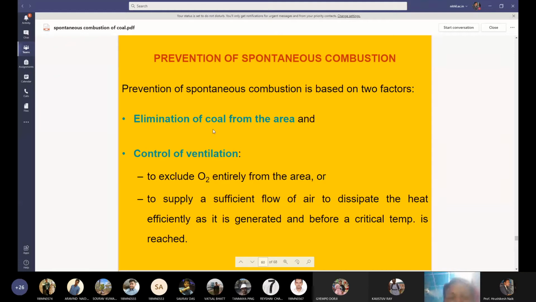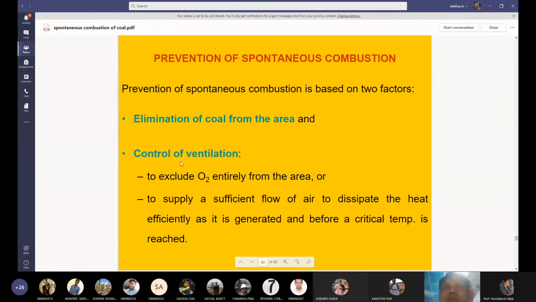So in the mines area, from where mining is already done, you should take out all the coal from that area. If you eliminate the coal, there will be control of spontaneous combustion. You have to prevent the spontaneous combustion by controlling the ventilating pressure, the ventilation in the mines.